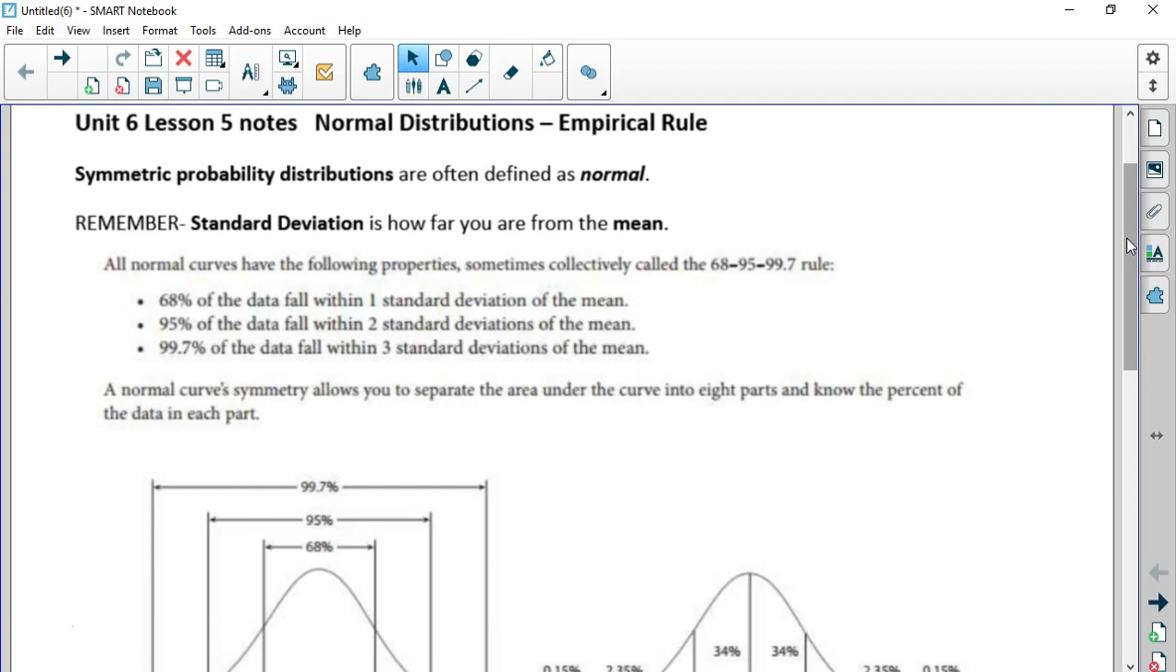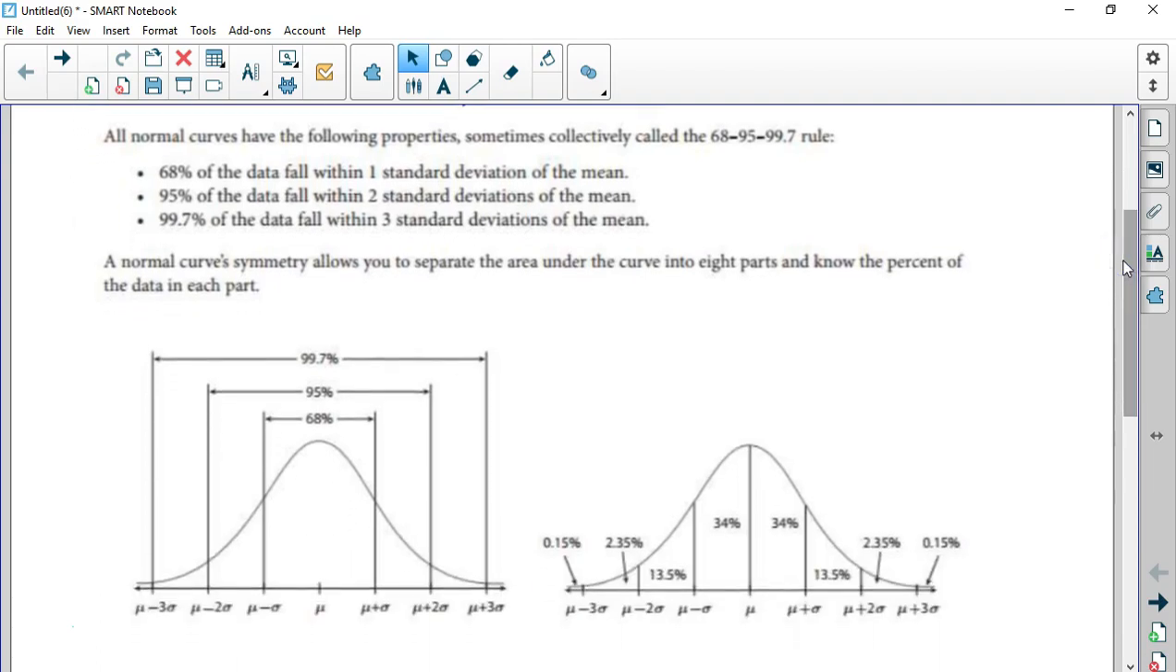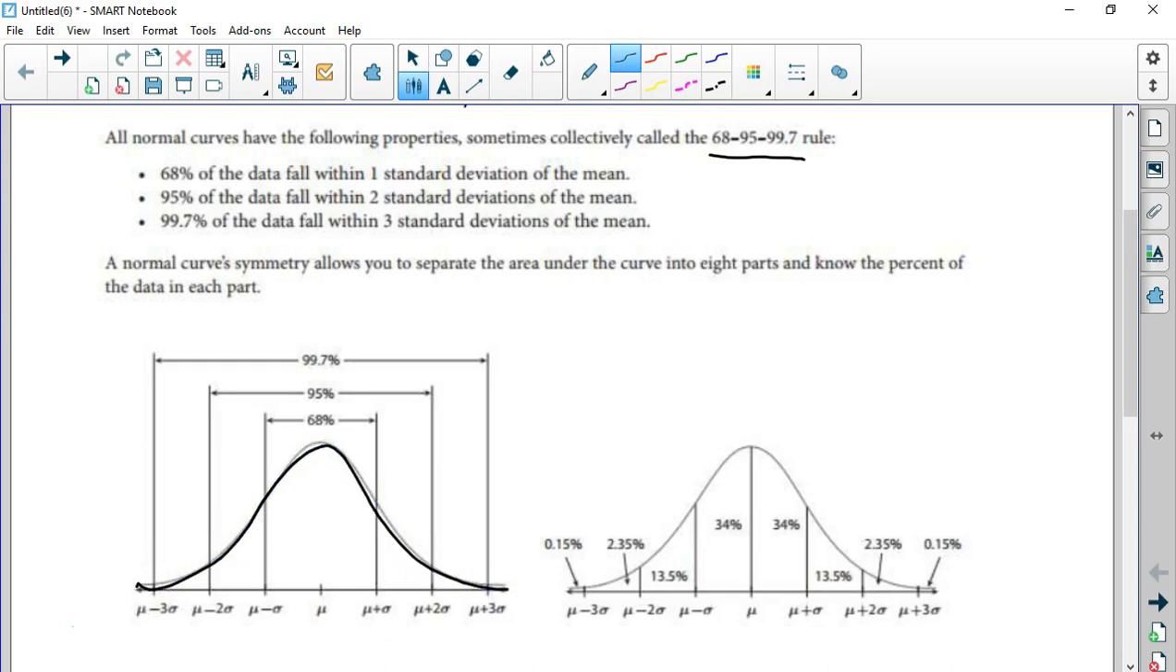Remember, standard deviation is how far you are from the mean, the average. Now, all normal curves have the following properties. They're called the 68, 95, 99.7 rule. And that's because if you look here at this normal distribution, you can see that if you drew a line straight down the middle and folded it in half, it would match up. That's symmetrical.